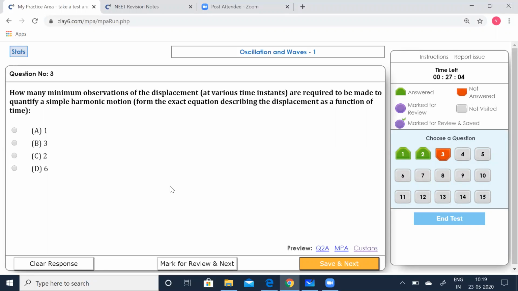Sometimes the initial displacement and the initial velocity can be both zero. In that case, you'll have 4 unknowns. So we can put it as 3 unknowns. 3 unknowns is correct. So option 3 is correct.